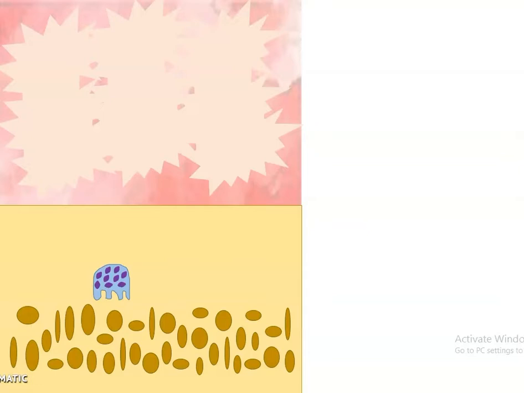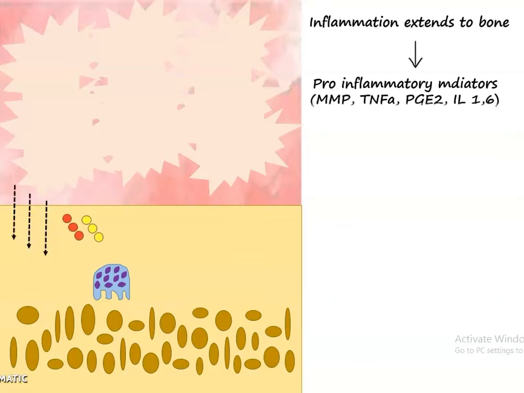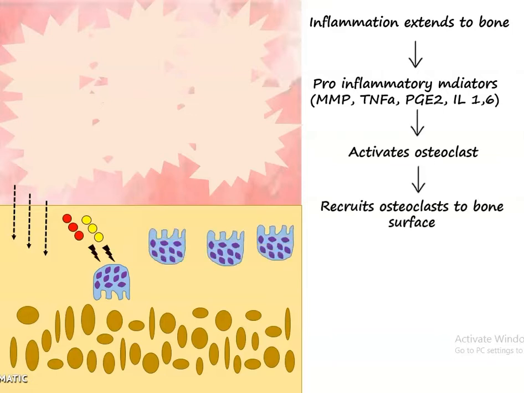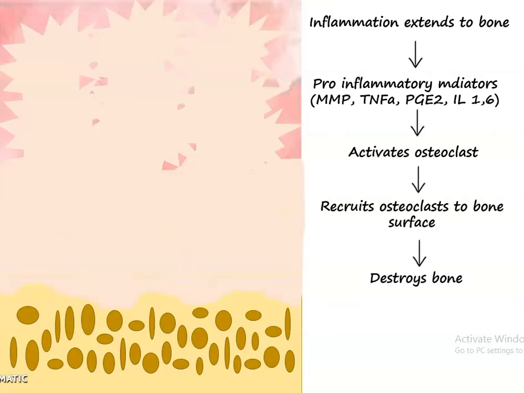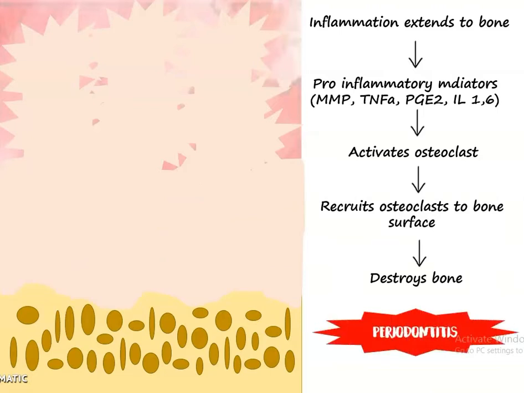Still, if the inflammation is not resolved, it extends to the underlying bone. They produce pro-inflammatory mediators and signal the osteoclasts. They activate and recruit the osteoclasts to the surface of the bone. The activated osteoclasts destroy the bone. Gradually, the bone loss increases. This connective tissue destruction together with bone destruction results in periodontitis.